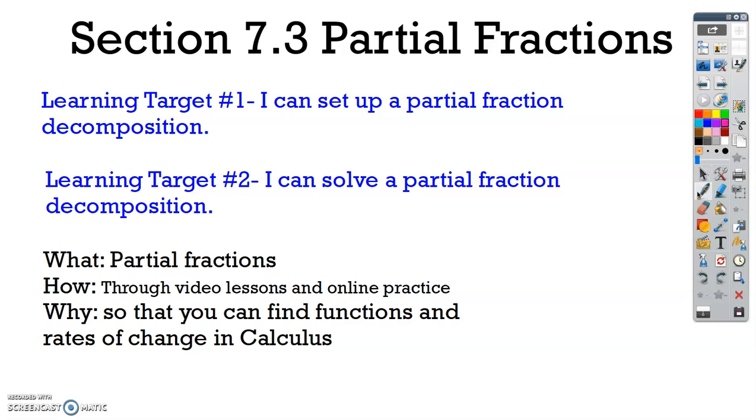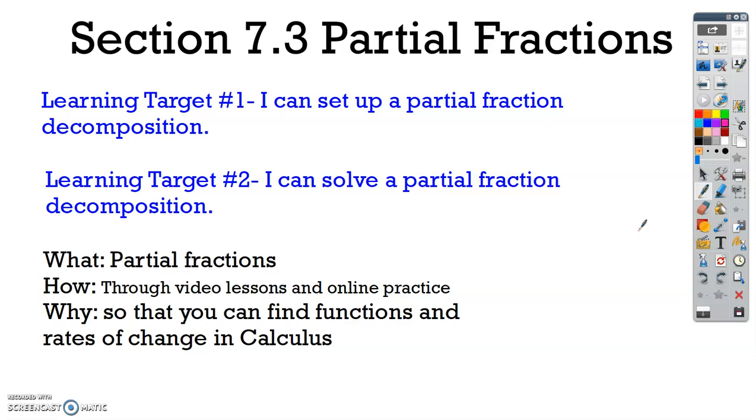All right, hi, here we are for the second lesson on section 7.3 with partial fractions. On the last lesson, we focused on the first learning target, which was I can set up a partial fraction. We did one problem for learning target number 2, which says I can solve a partial fraction decomposition. So today our focus is going to be on that learning target number 2 once we get into the lesson.